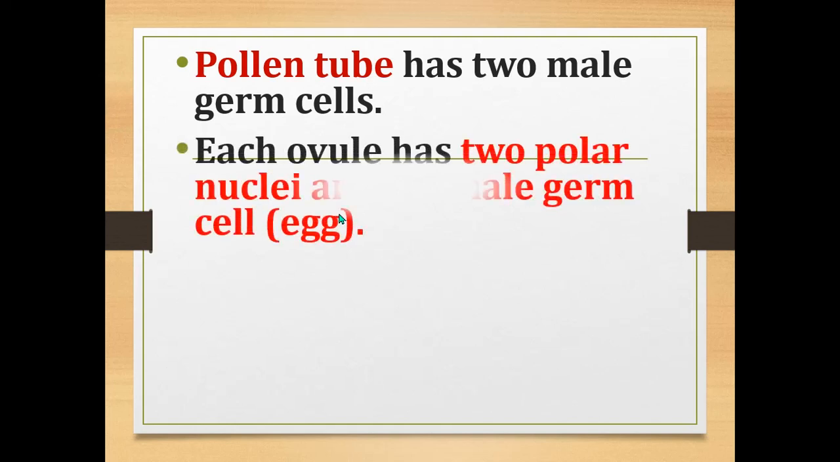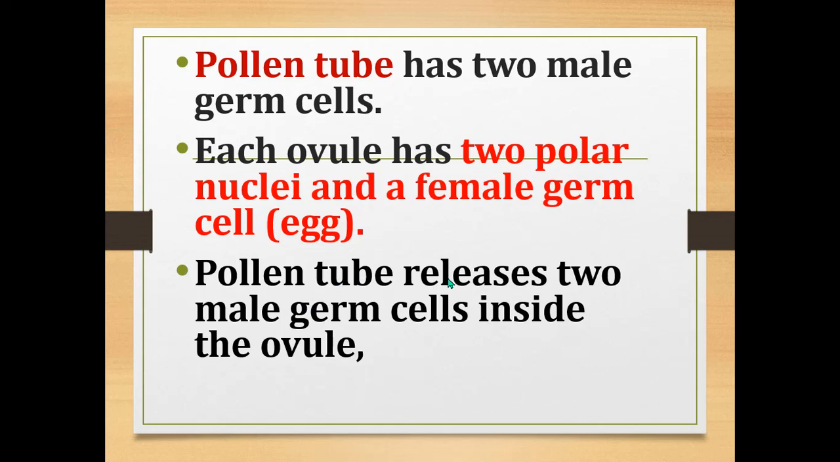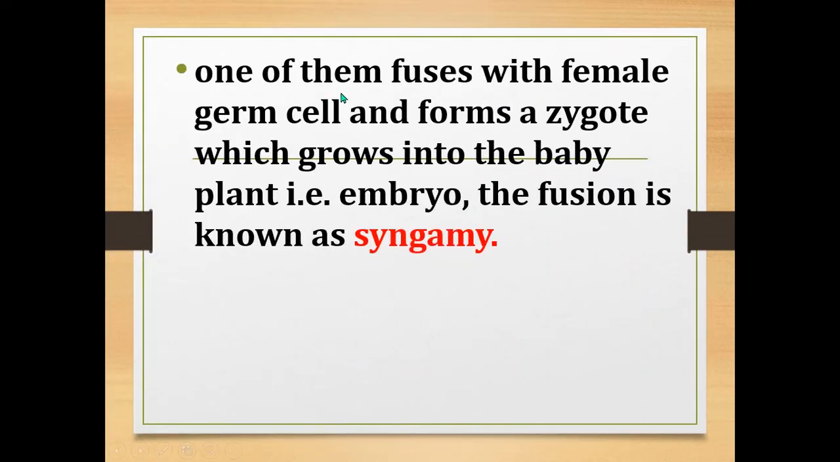There, what will happen? The pollen tube has two male germ cells, and the ovule has two polar nuclei and a female germ cell, that is the egg. The pollen tube releases these two male germ cells inside the ovule. One of the male germ cells fuses with the female germ cell, that is the female egg cell, and forms a zygote which grows into the baby plant, that is the embryo. The fusion is known as syngamy.